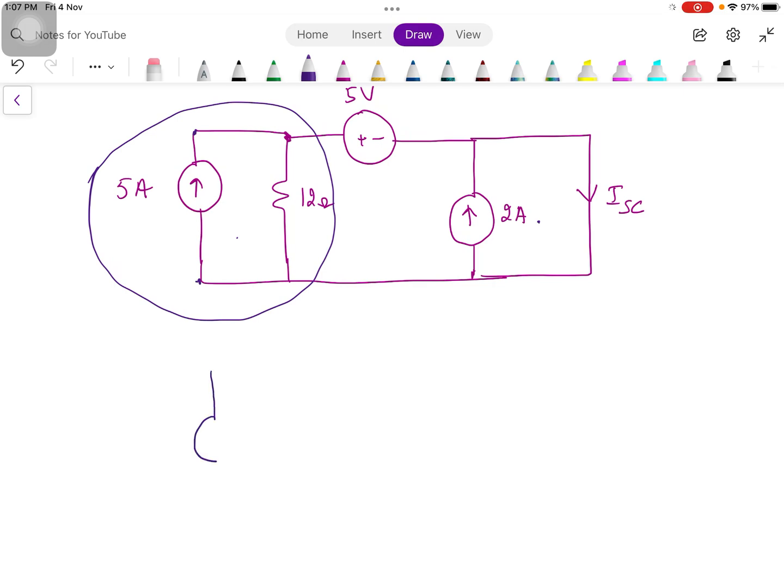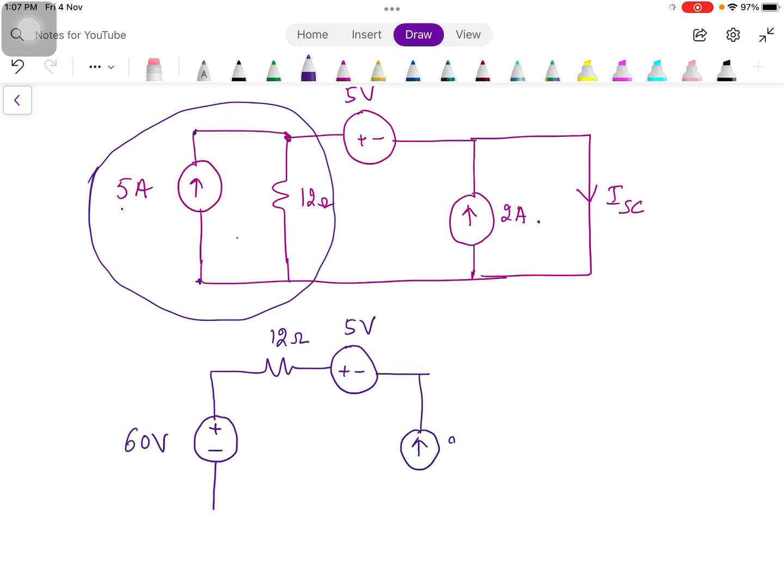When we apply source transformation, the voltage value is 12 into 5, 60 volts. Arrowhead is replaced by the positive terminal, arrow tail replaced by the negative terminal. 12 ohm is to be connected in series. Then we have the 5 volt source, 2 ampere, then we have ISC.